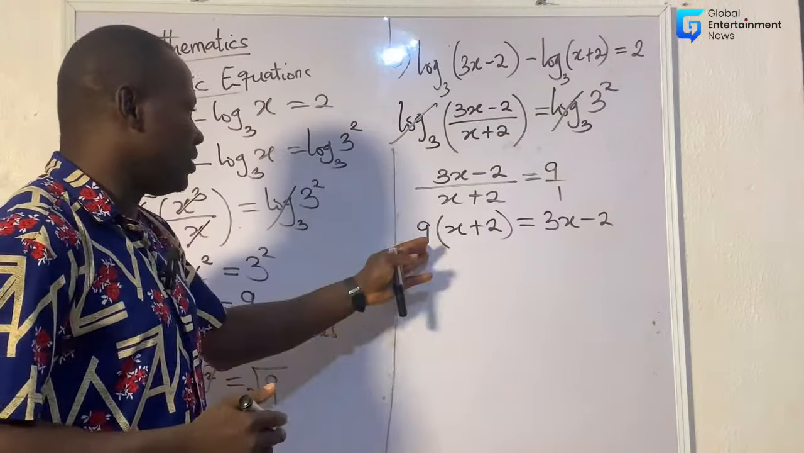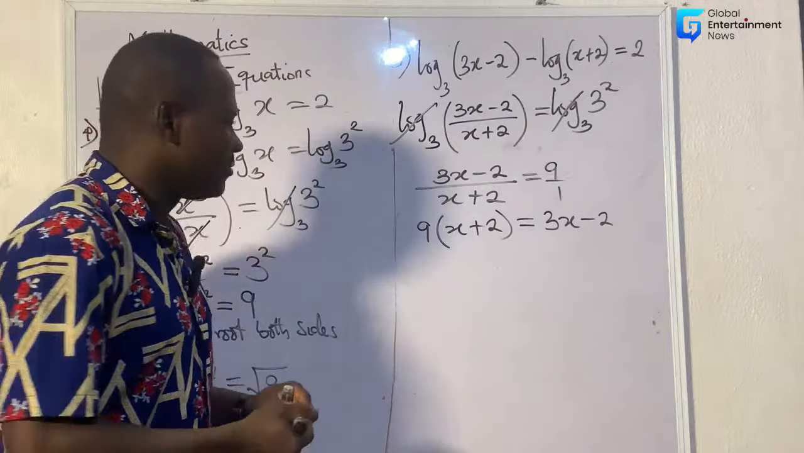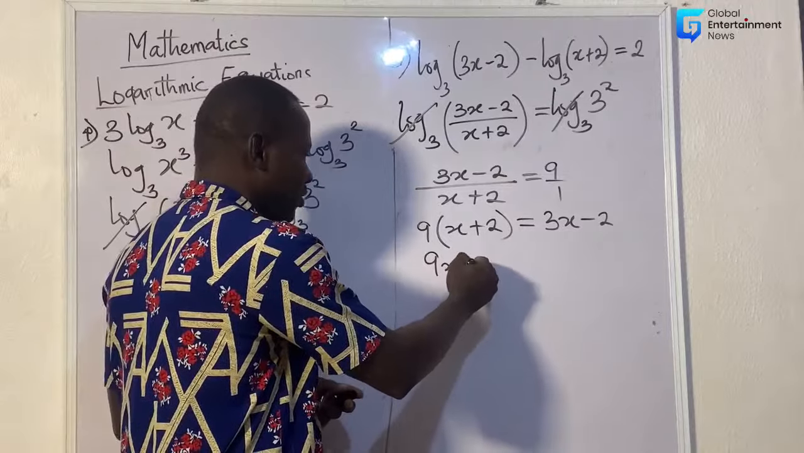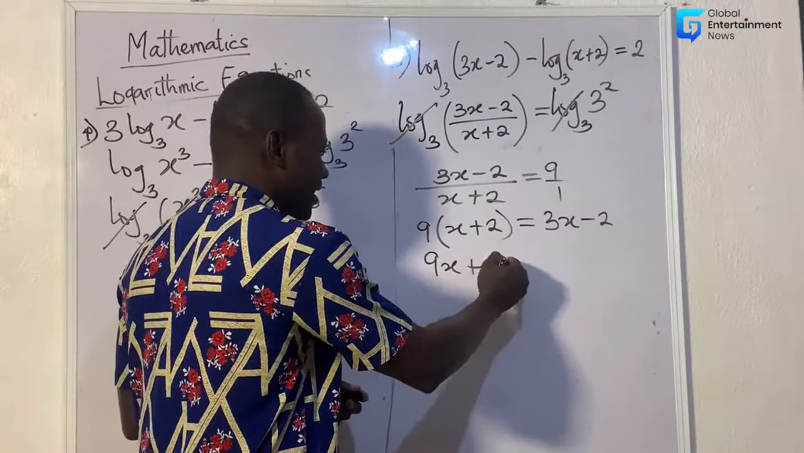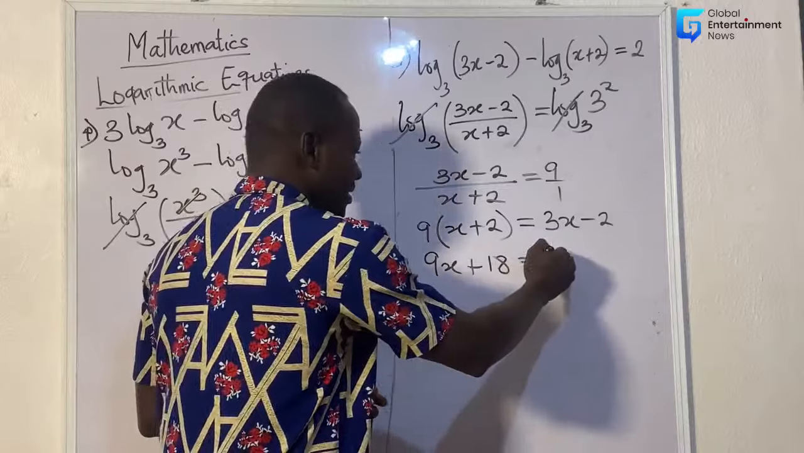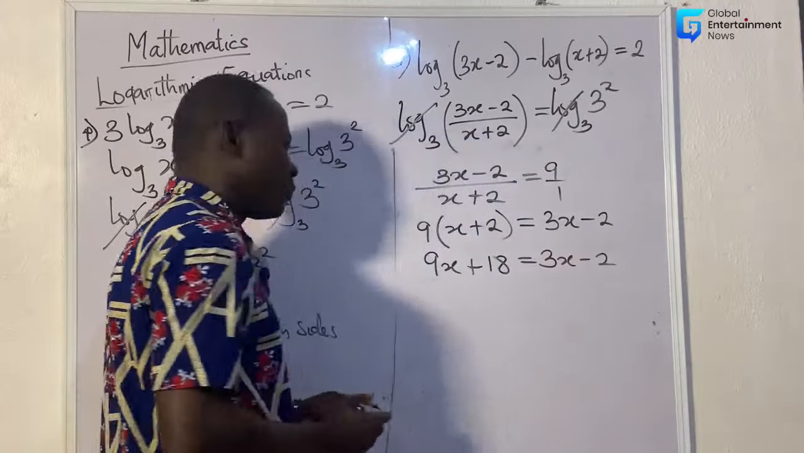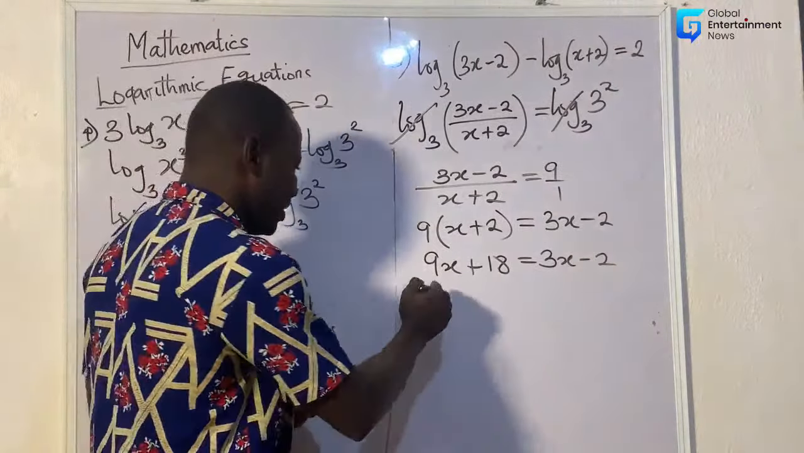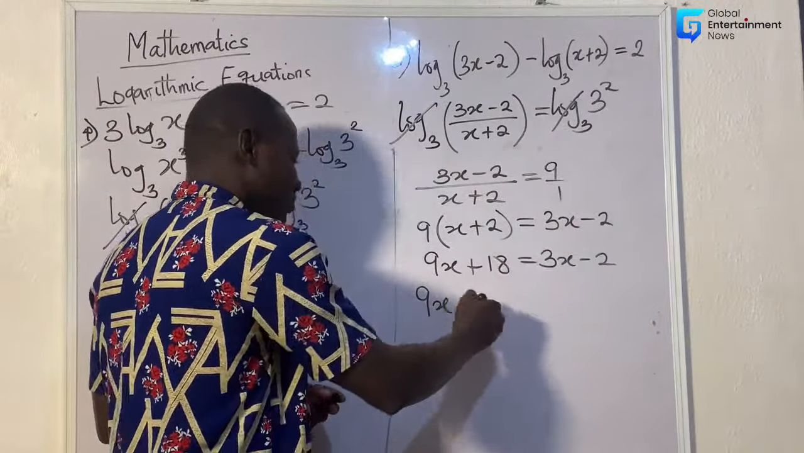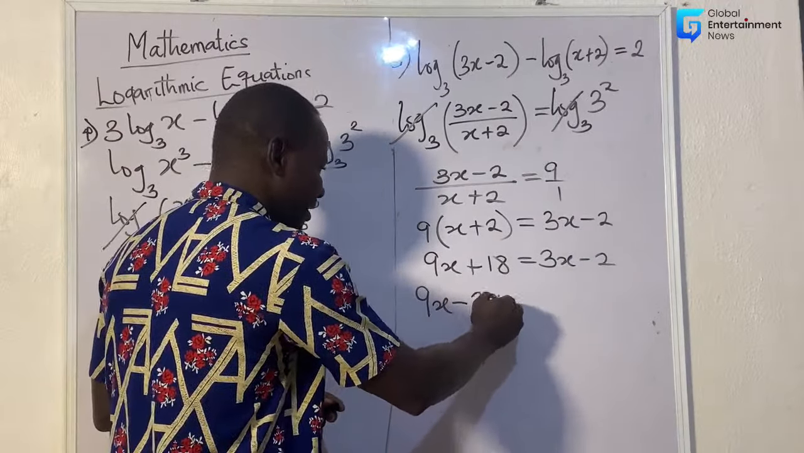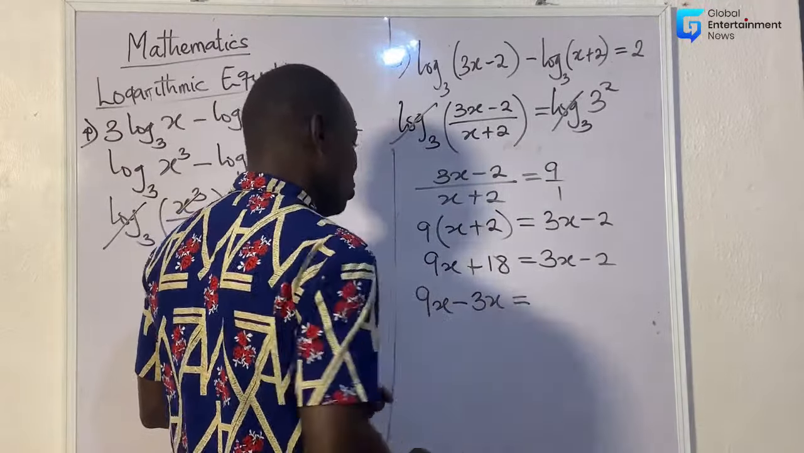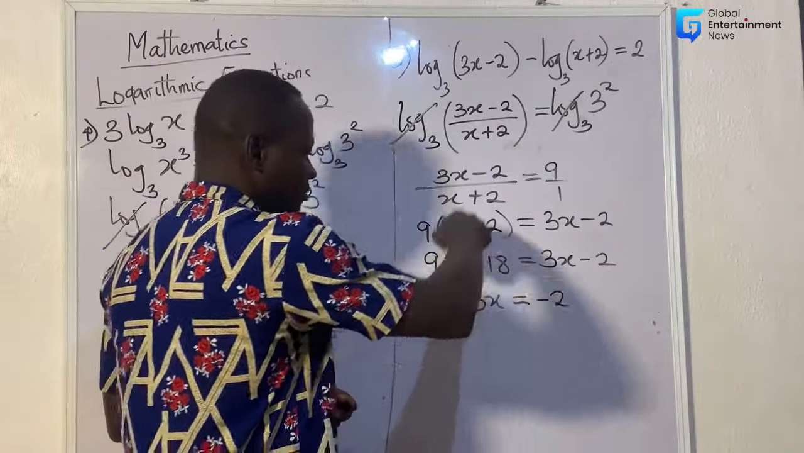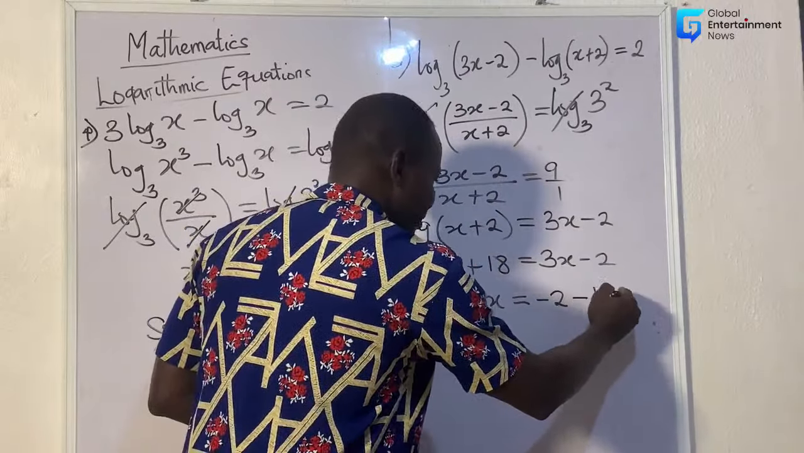Now, what we do is that we use 9 to open the bracket. So this one will now give us 9 times x, which is 9x, plus 9 times 2, which is 18, is equal to 3x minus 2. So what do we do here now? We collect the like terms. So we now have 9x minus 3x is equal to what we have left here, minus 2. If you move this plus 18, it will turn to minus 18.